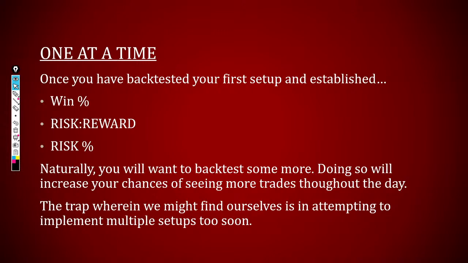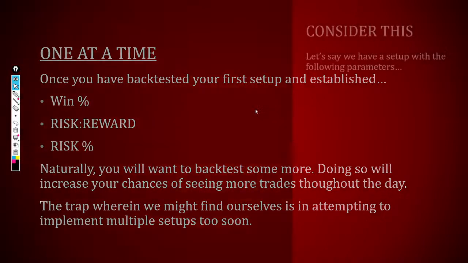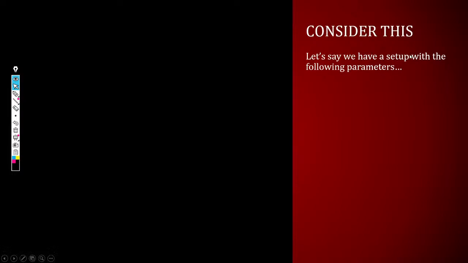And again, sometimes 2 might be just fine. But when you start talking about 3, 4, 5, it can get sticky, and I'll show you why here in a moment. So let's say we have a setup with the following parameters, right? 70% win rate, 2 to 1 risk to reward, risk percentage of 1%.